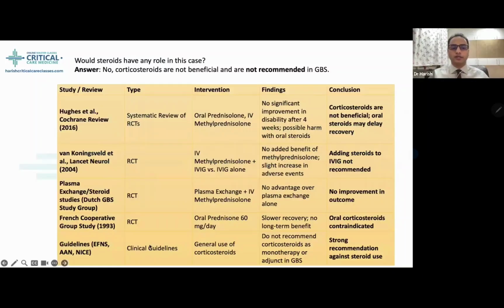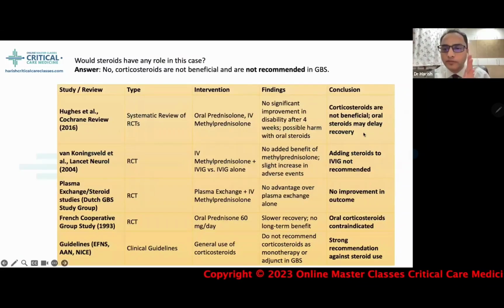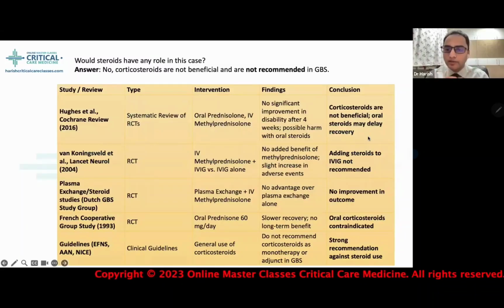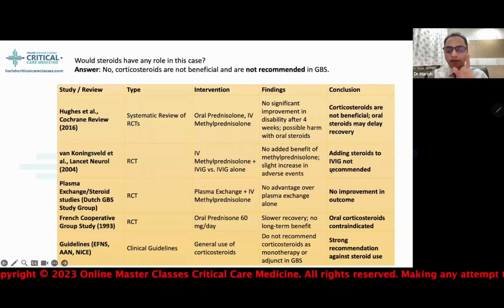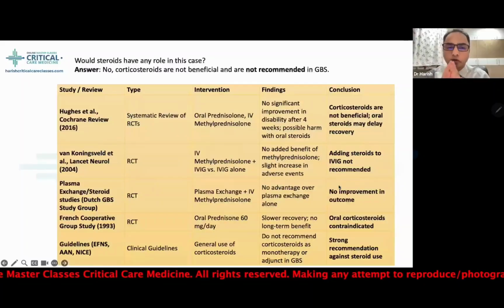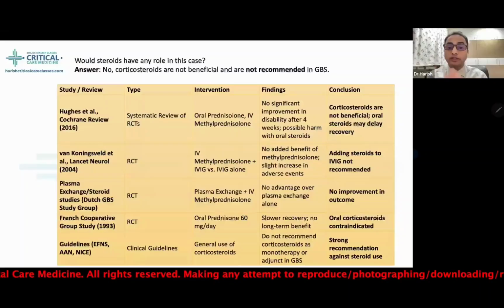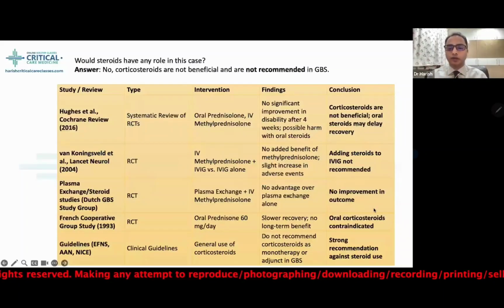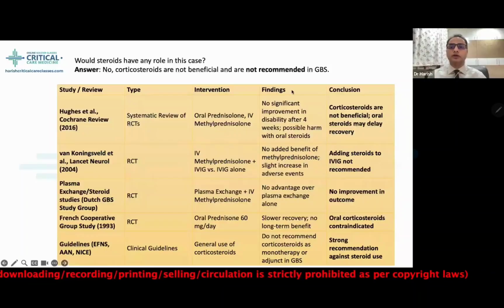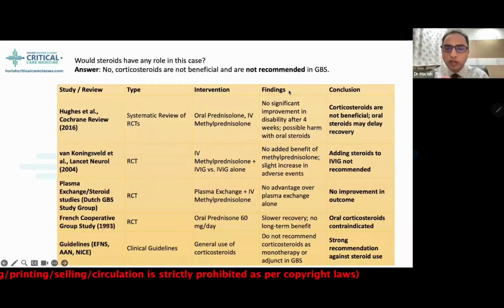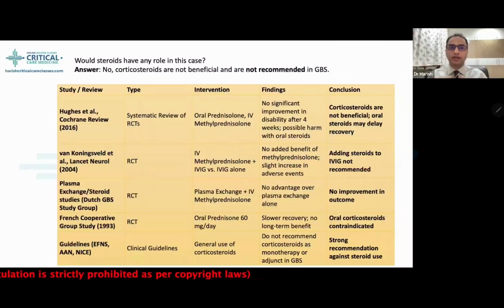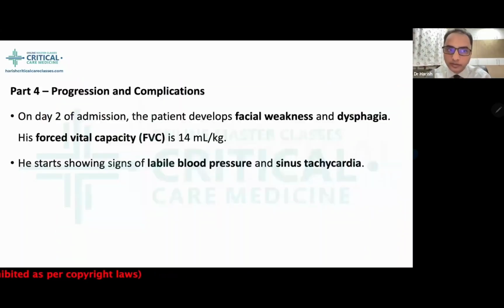Lots of RCTs have already been done on corticosteroid in AIDP or any other GB syndrome variant. Steroids are not beneficial. Oral steroid may delay the recovery. Adding steroid to IVIG is not recommended. In some practices, pulse dose methylprednisolone is given before IVIG; that is not recommended. Okay. No improvement in outcome with steroid. Oral steroids are contraindicated. Again, strong recommendation against the usage of steroid. In some instances, it may deteriorate the patient's condition. No steroid in AIDP or other variants of GB syndrome.